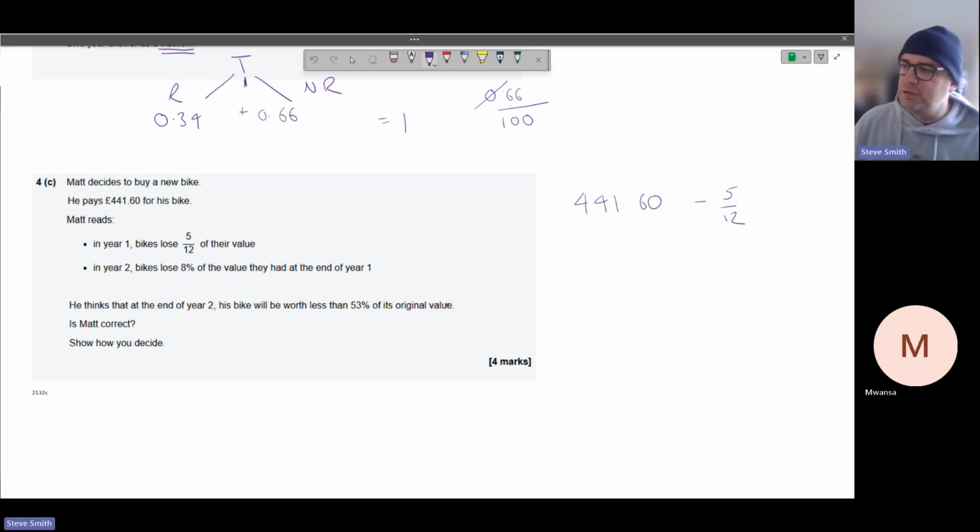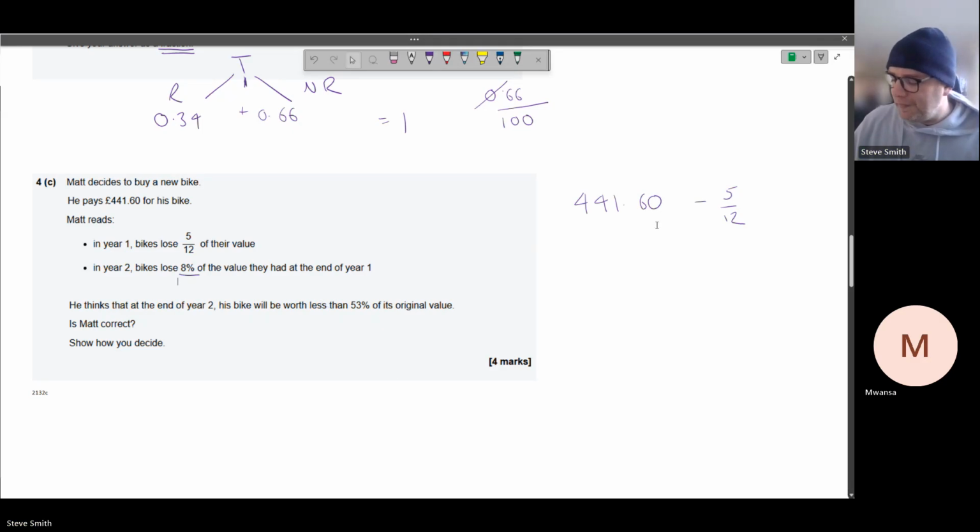Okay, that's the first part of the question. I don't really care about my second part yet, because if you look at the second part, in year 2, bikes lose 8% of the value they had at the end of year 1. So it's almost like a backwards compound interest question, where we've got to work out year 1 first, and then another sort of calculation to work out 8% less of that. So let's do that one.